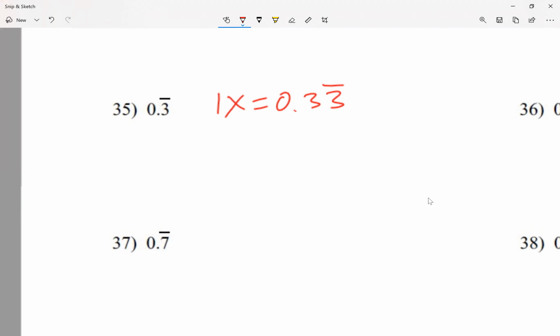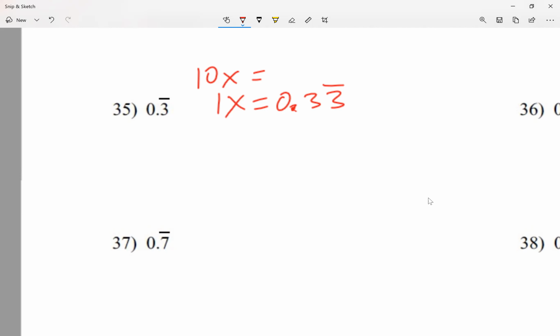So now what I'm going to do, I'm going to multiply this by 10. So 10x. Now, the reason why I did 10 is because it's only one number that keeps on repeating. If it was two numbers that kept on repeating, I would have multiplied this by 100. If it was three numbers, I would have multiplied this by 1,000. The number of numbers that keep on repeating is how many zeros I'm going to multiply by. So in this case, I'm going to multiply by 10.